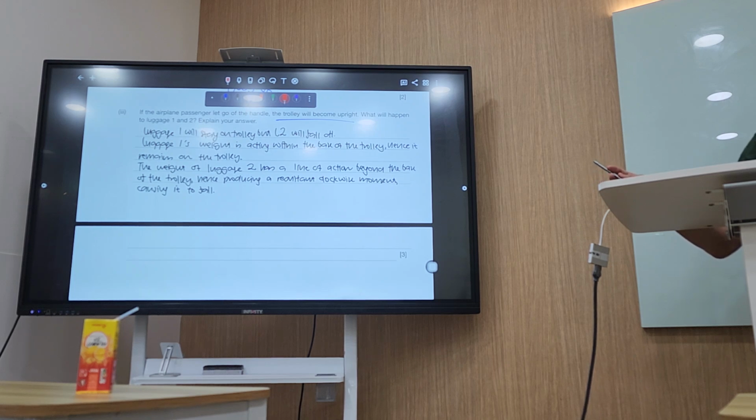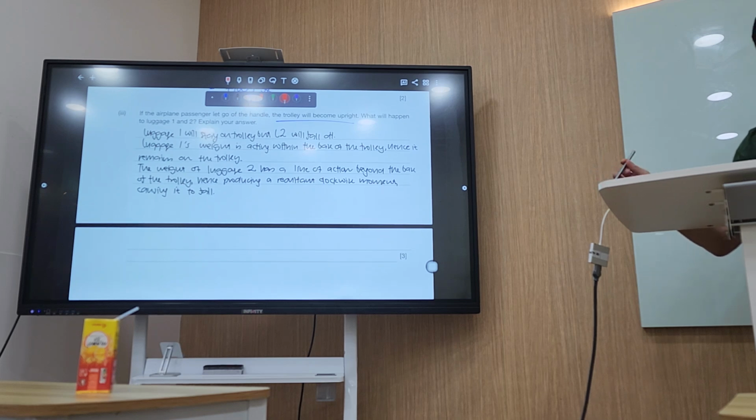Wait, Nick, what if we just add and say that it will no longer be in equilibrium and thus it won't stay? Number 2 is no longer in equilibrium. Why is it no longer in equilibrium? I need to see this.